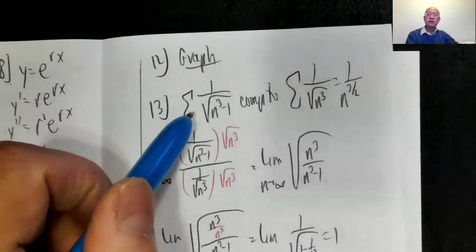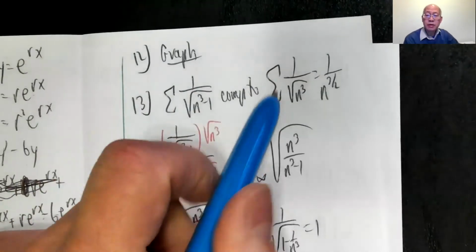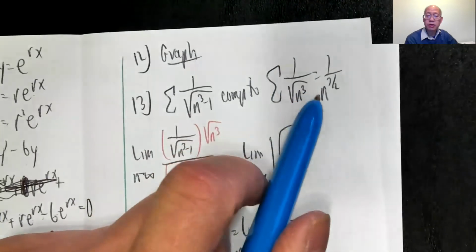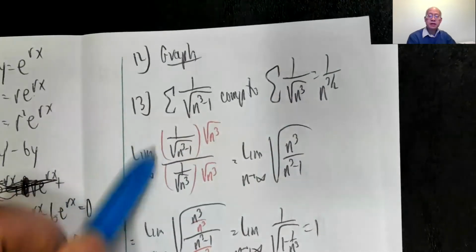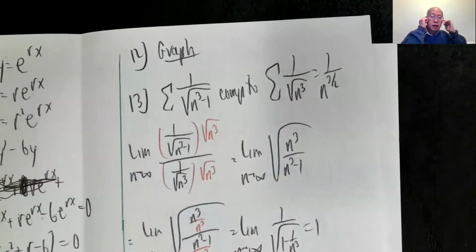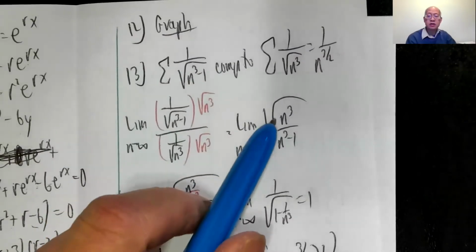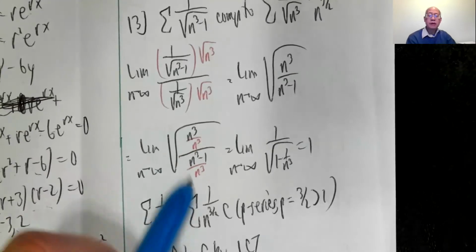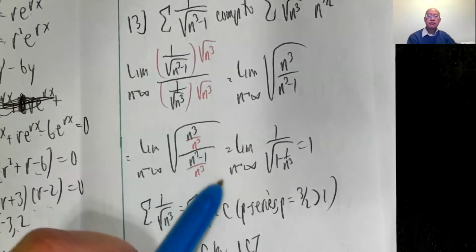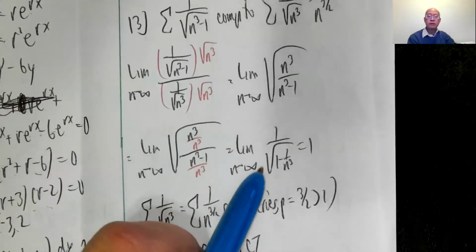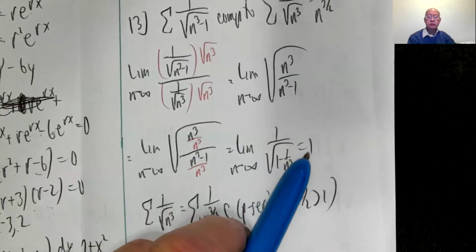13, summation of 1 over radical n cubed minus 1 compared to summation 1 over radical n cubed. That's 1 over n to the 3 halves. Take the limit of the ratio, multiply top and bottom by radical n cubed. So I have limit as n approaches infinity of n cubed over n cubed plus 1. Divide top and bottom by n cubed: limit as n approaches infinity of 1 over radical 1 minus 1 over n cubed. This approaches 0, so I get 1.